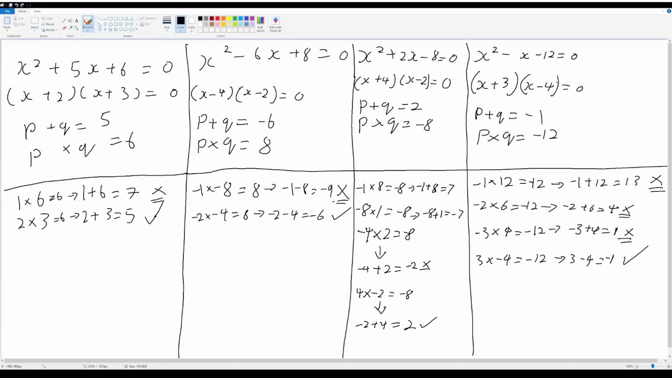Doesn't work. So how about we flip it? 4 times negative 2 equals negative 8. How about negative 2 plus 4 equals 2? Now it worked. We got the numbers, so we can put them into the brackets.